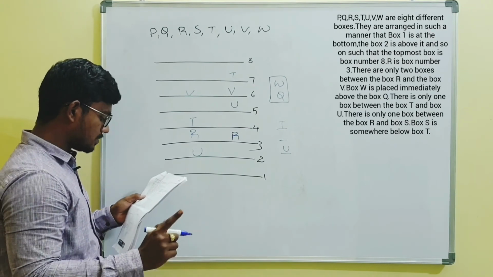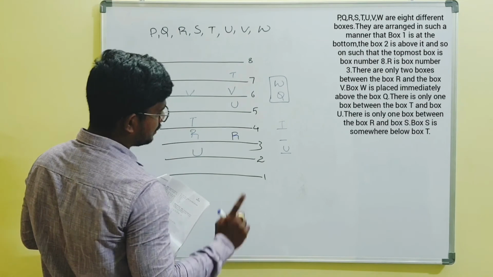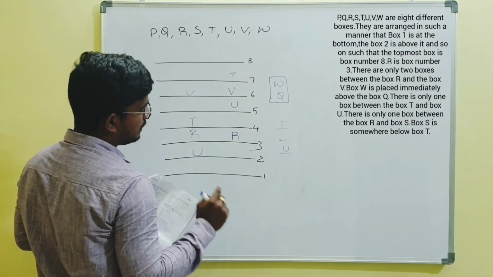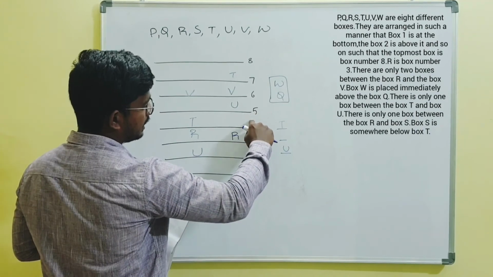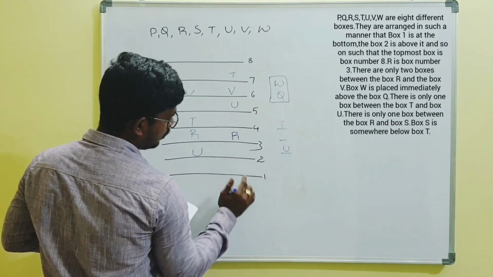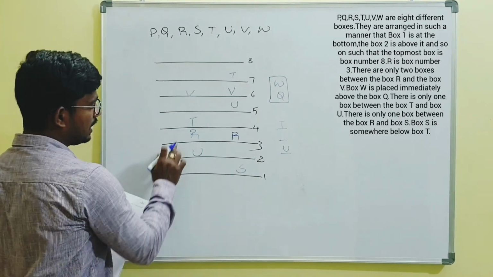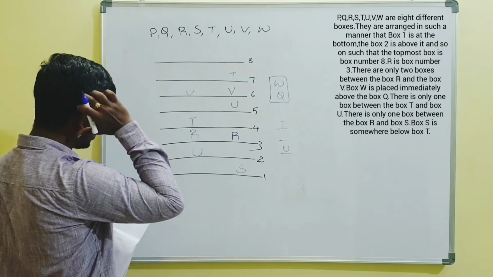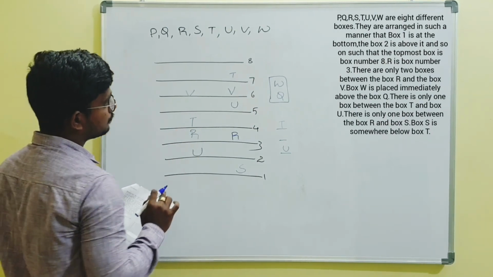There is only one box between the box R and S. See, there is only one box between R and S. So if I take the upward direction, I cannot place S in the 5th place as it is occupied by U. So I have to place S in the 1st position. Here I have obtained again 2 cases. So I will wait for the other option now.